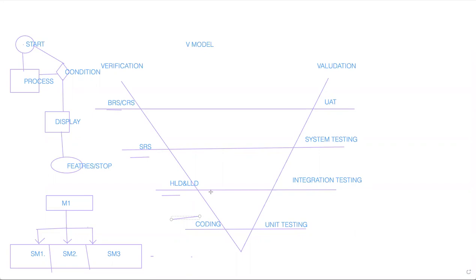To ensure the correctness and completeness of the documentation is called verification. Technically, we can say verification is to ensure the correctness and completeness of documentation. So we do a step-by-step verification process. This is one area where verification is involved, by reviewing the documents. Not only by reviewing the documents, sometimes we do walkthroughs and inspections.